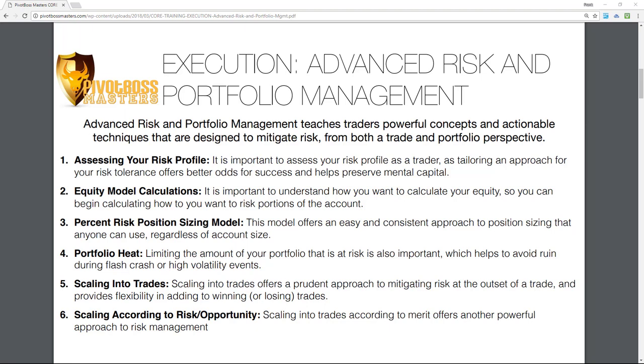In terms of scaling into trades, we're going to deal with that and look at some charts on how we will be looking to engage scaling based off of the risk or opportunity presenting itself. For the most part, scaling into trades provides a prudent approach to mitigating risk at the outset of a trade, and then it provides flexibility to allow you to add to that position as it continues to prove itself, or perhaps to dollar cost average in case it goes against you at the outset. So again, we'll talk about those.